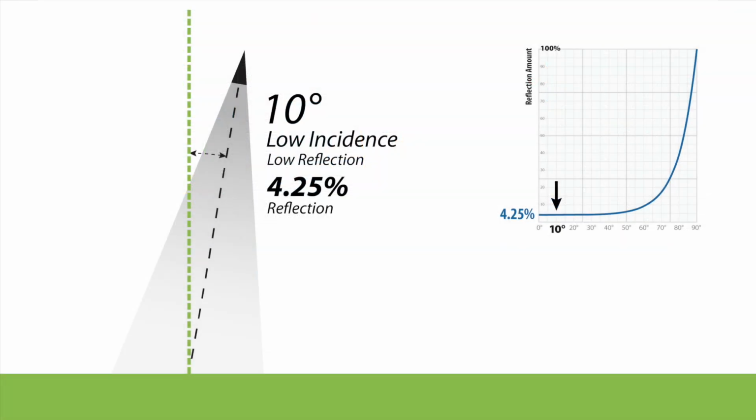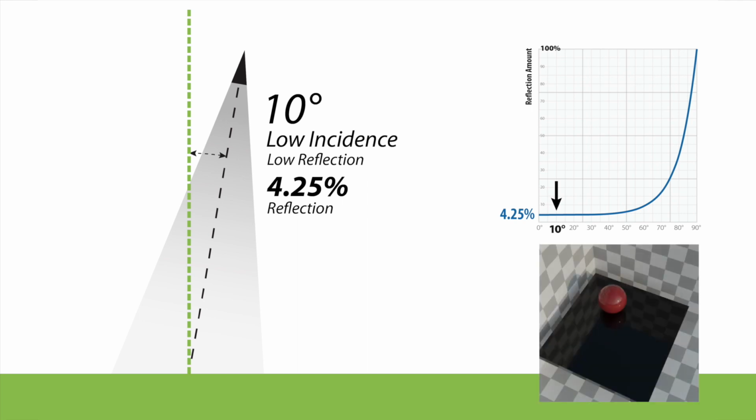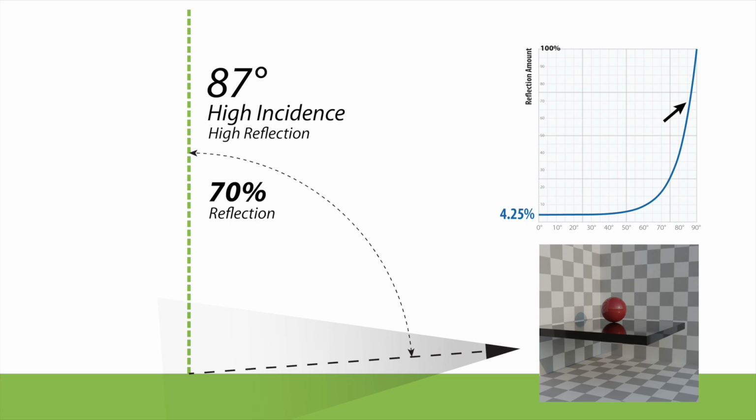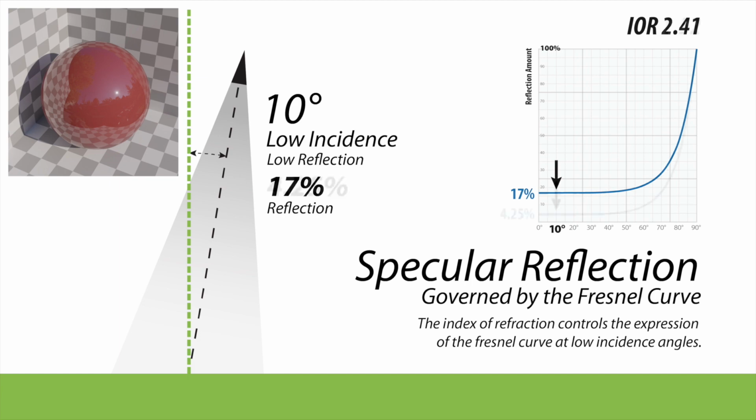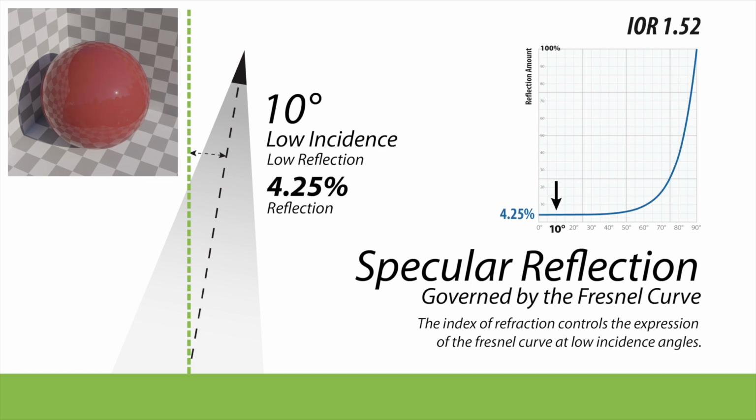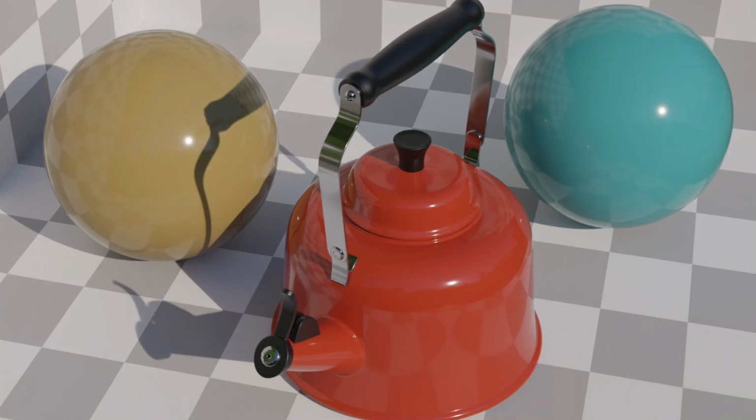The Fresnel effect simply says that at low incidence angles, you have low reflectivity, and at high incidence angles, you have high reflectivity. The index of refraction controls the intensity of the Fresnel curve, and an index of refraction of 1.52 is the most commonly used value for many surfaces that have low face-on reflectivity and high glancing angle reflectivity.